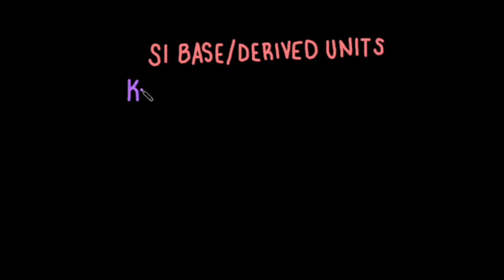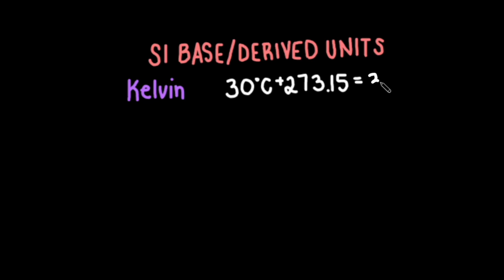Okay, so now let's talk about relevant SI units, besides kilograms, and some of the derived units that we can get from this. The SI unit for temperature is Kelvin. To get from Celsius to Kelvin, just add 273.15. For example, 30 degrees Celsius is equal to 303.15 Kelvin. We can use some of the other base SI units like kilograms, meters, and seconds to derive other relevant units in astronomy.